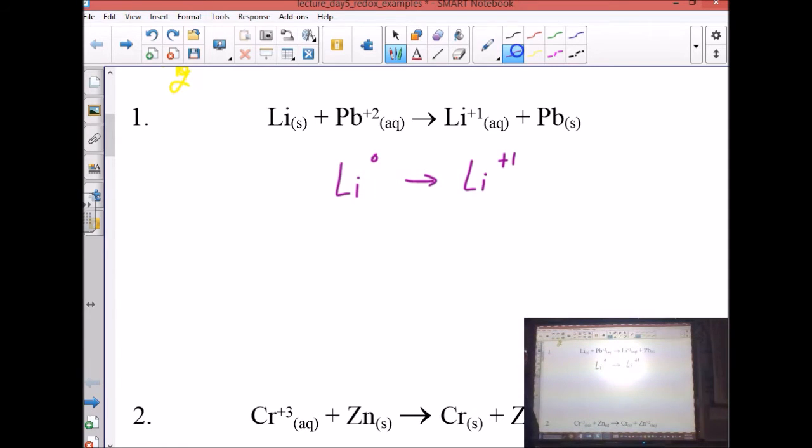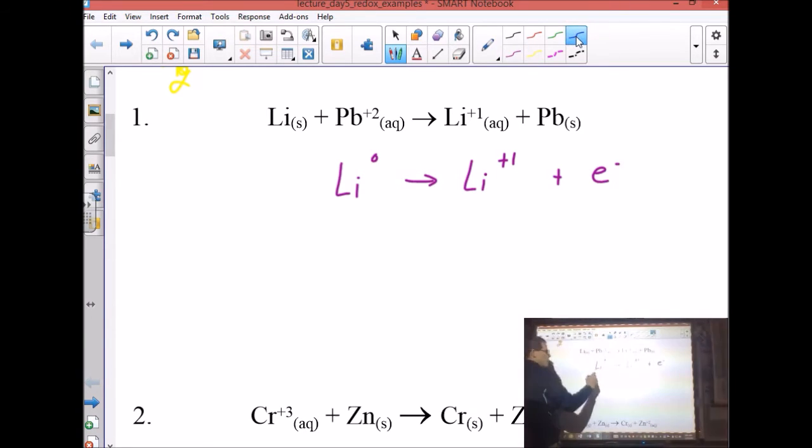How did it do that? Did it gain or lose an electron? Lost an electron. And if it loses, it's over here. So keeping in mind, lithium has all 3 of its electrons here. Over here, it has lost one of the electrons. Now it only has 2. That's why it's a +1 charge. And there's that 1 electron.